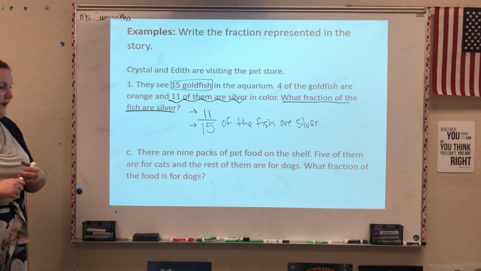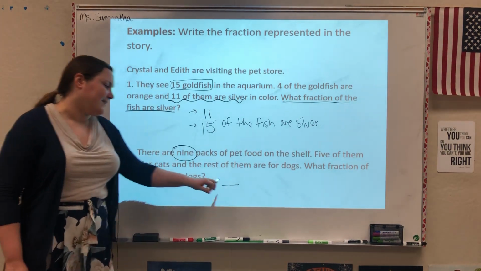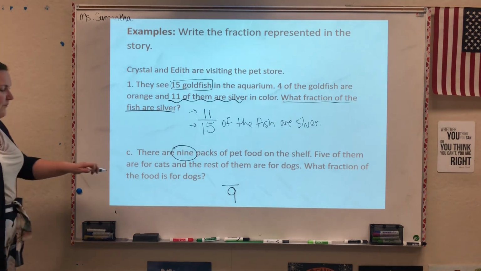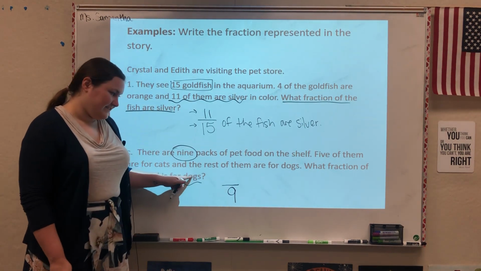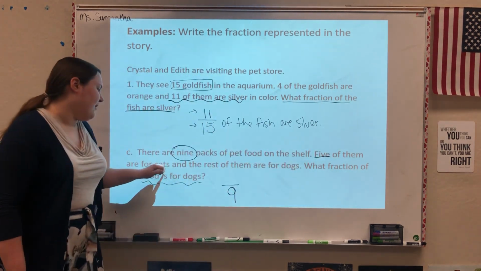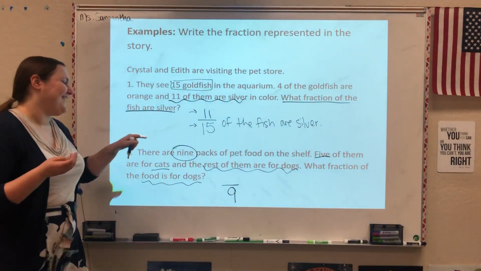All right. For your denominator, that total here, there's a total of 9 packs. For the numerator, or that counted part, it wants how much of the food is for dogs, but they didn't tell us that. They told us 5 are for cats, and they just said the rest of them are for dogs, which means you had to do some math.